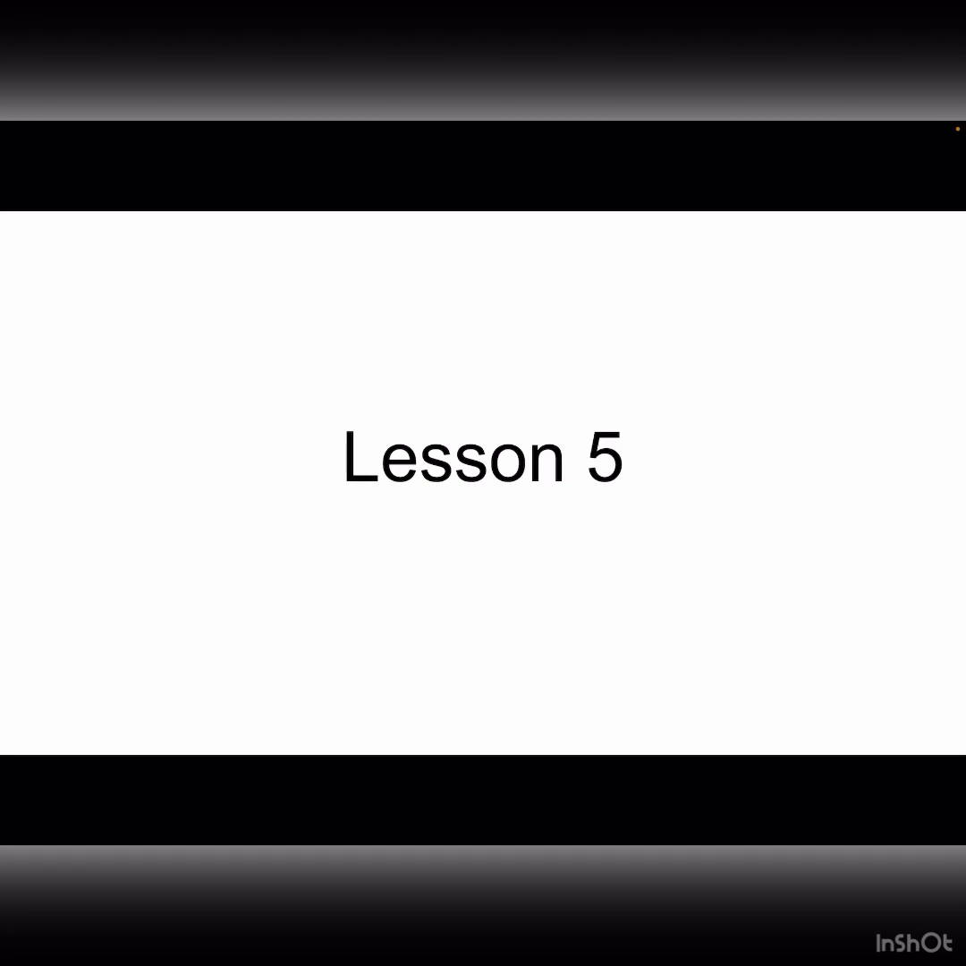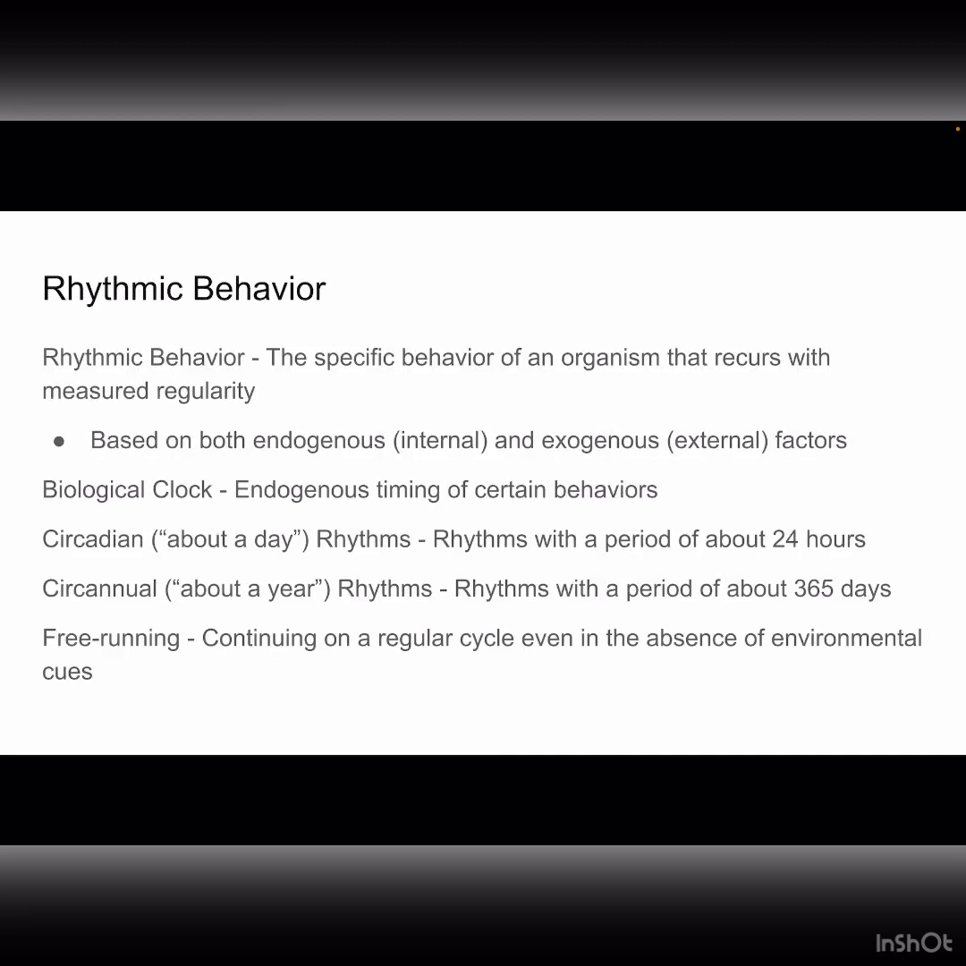Today, we'll be going over rhythmic behavior, knockout in reference to genes, artificial selection, tropisms, taxes, migrations, and dispersal. Rhythmic behavior is defined as a specific behavior of an organism that recurs with measured regularity. This just means that the behavior happens in relation to some sort of schedule, like a sleeping schedule.